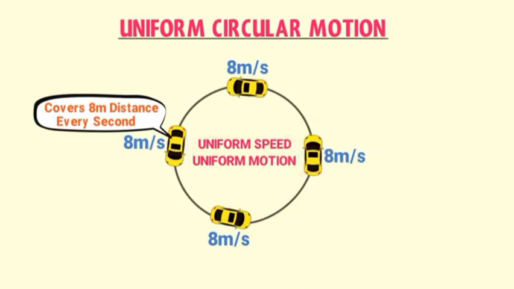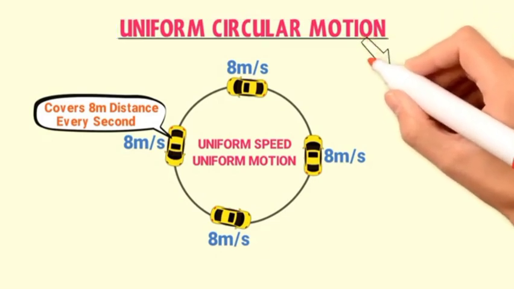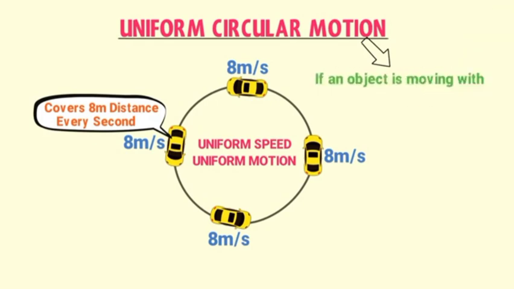We know that this car is moving on a circular track or on a circular path. Hence, this car is in uniform circular motion. Now, how can you define uniform circular motion? Well, it is defined as follows: if an object is moving with uniform speed on a circular track or on a circular path.